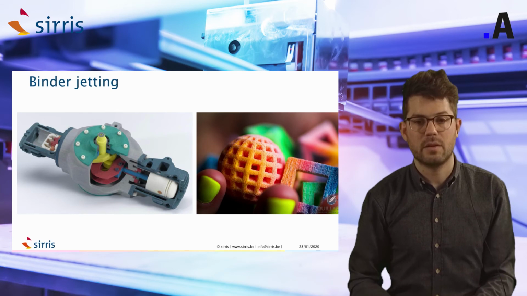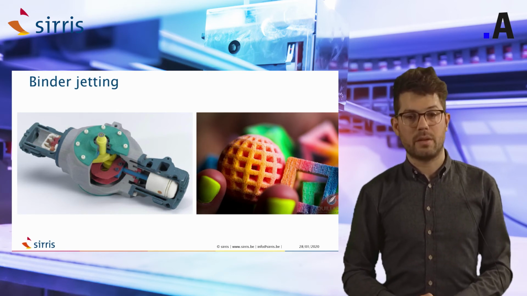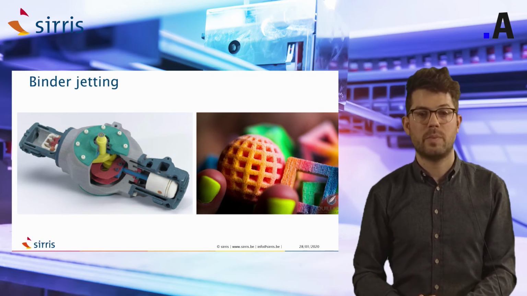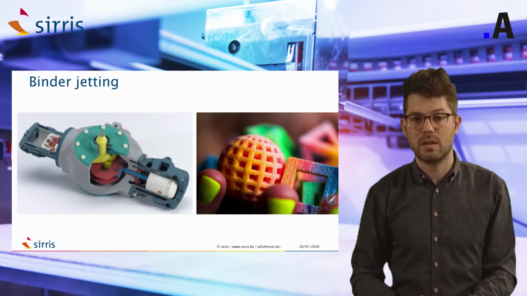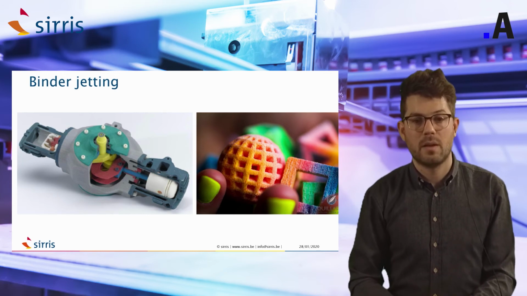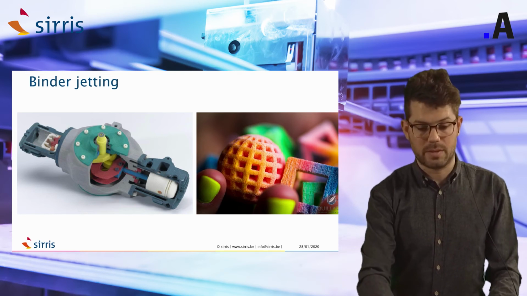But as you can see on those examples, we can print a complete part full color. So the part on the left is printed in once, so we don't need to assemble it afterwards. But if you let it fall on the floor, it breaks.